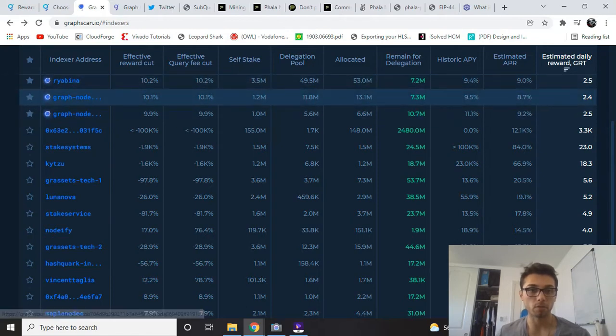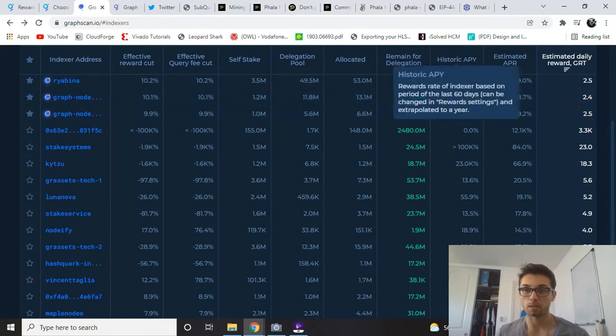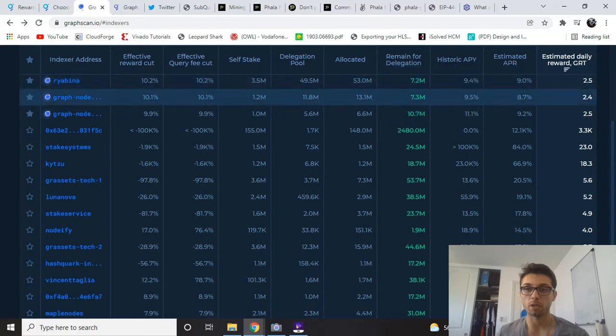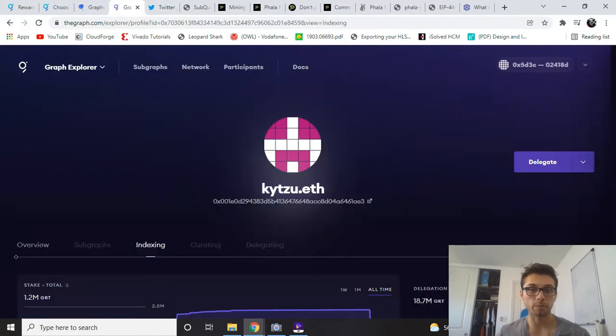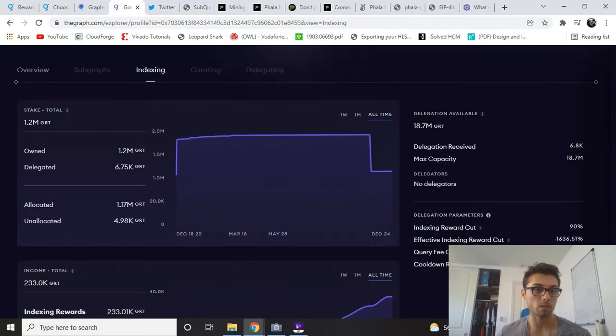For this graph node one, I'm just looking at 1.2 plus 11.8, that should be roughly 13. Am I right? Yeah, 13, but then plus some other stuff, so probably 13.1. They have 7.3 million GRT room for more delegation before they're over delegated. The historic APY has been 9.5%. The current estimated APR is 8.7%. I'll circle back to something that relates to that in a second.